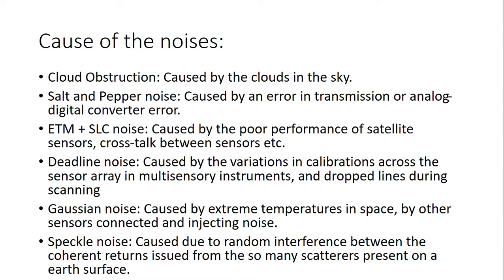All these noises are not random and are caused by various factors. The factors are, for the cloud obstruction, this type of noise is caused by the clouds in the sky which block the view of the satellite of the Earth's surface. Next is the salt and pepper noise. It is also known as impulse noise.